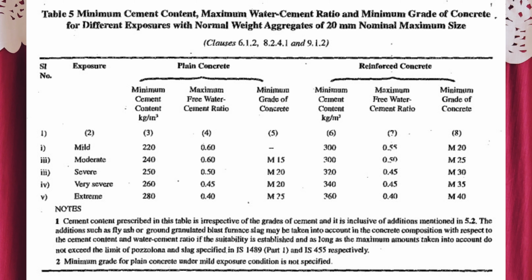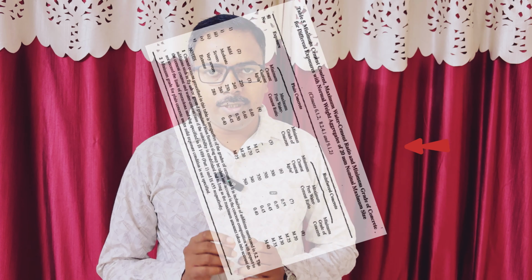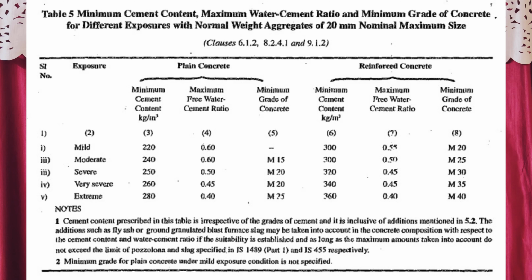As you can see in this table, the water cement ratio changes depending on exposure conditions. For the mild exposure condition, the maximum free water cement ratio for PCC concrete is 0.6. As it comes to RCC, it is only 0.55, which is the maximum free water cement ratio. You can also see the respective minimum grades of concrete here. If we come to the next point, which is moderate exposure, you can see all the exposure conditions and, respectively, their water cement ratio and minimum grade of concrete. So I assume that you all have this IS 456 code.